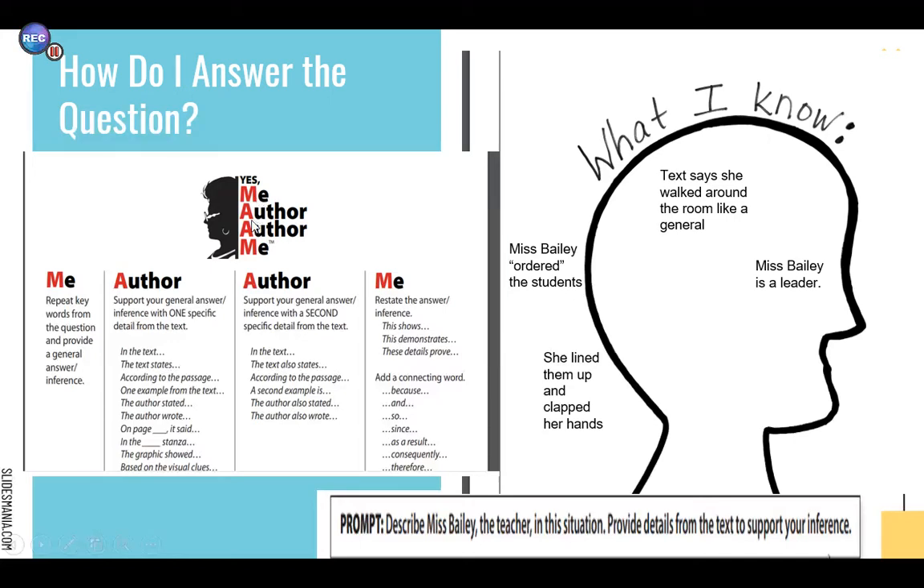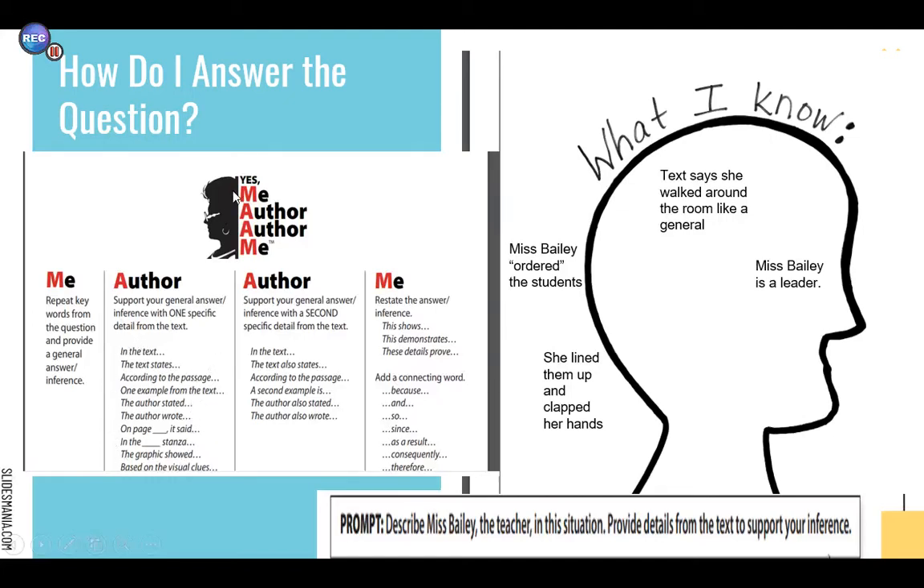Okay? The second A is strictly from the author. What did the author write? So I need to support my general answer inference with one specific detail from the text. And then I'm going to use a conjunctive adverb. So it's always good to start your sentence with "in the text states," "according to the passage," "one example." Those are all great transitions and conjunctive adverbs, super ways to start your sentences and let them flow well.